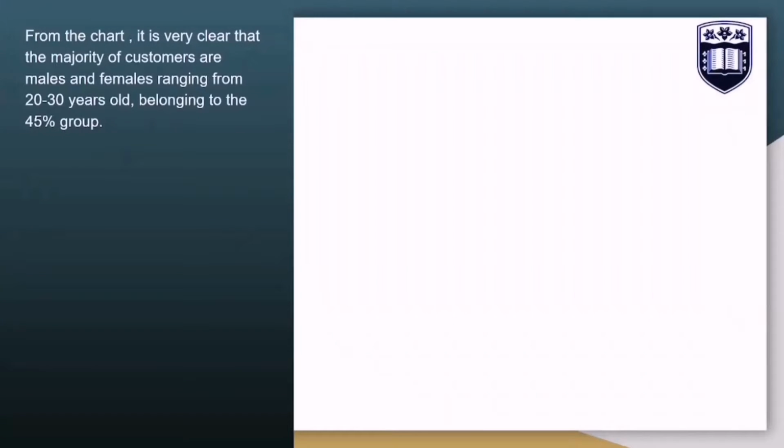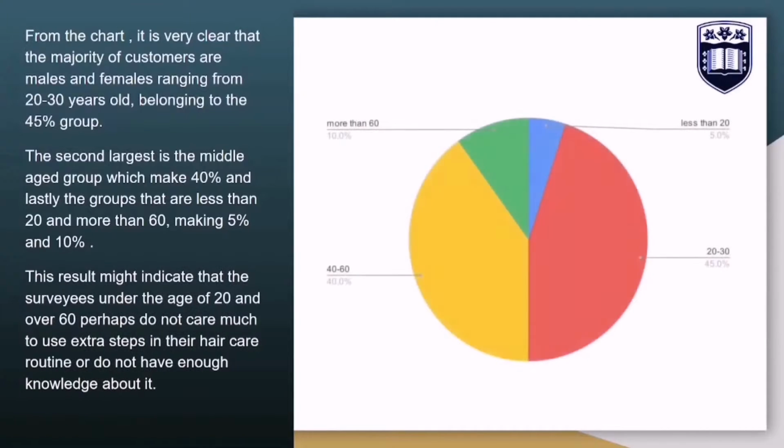By looking at the results on the chart, you can tell that the biggest group of customers are males and females ranging from their 20s to their 30s, which make up 45% of the chart, and the second largest group are individuals ranging from 40s to 60s, which make up 40% of the chart, and the third largest group are people who are older than 60, making up 10% of the chart, and the last group are people who are less than 20, which makes up only 5% of the chart.